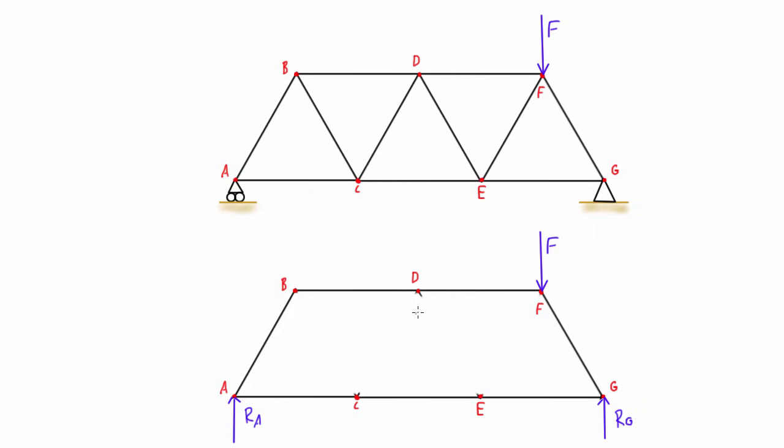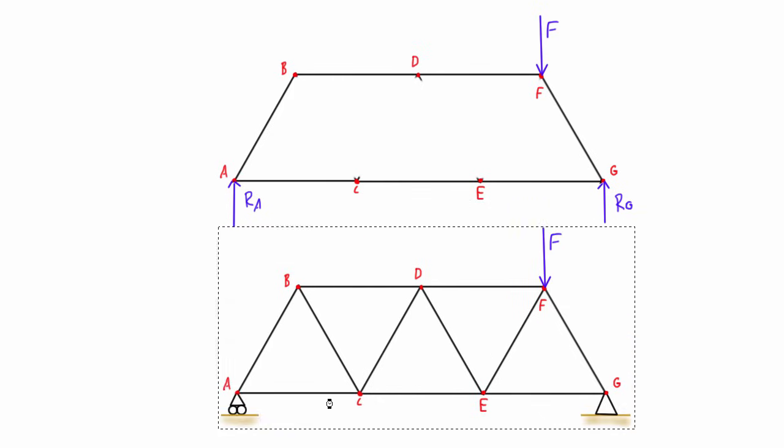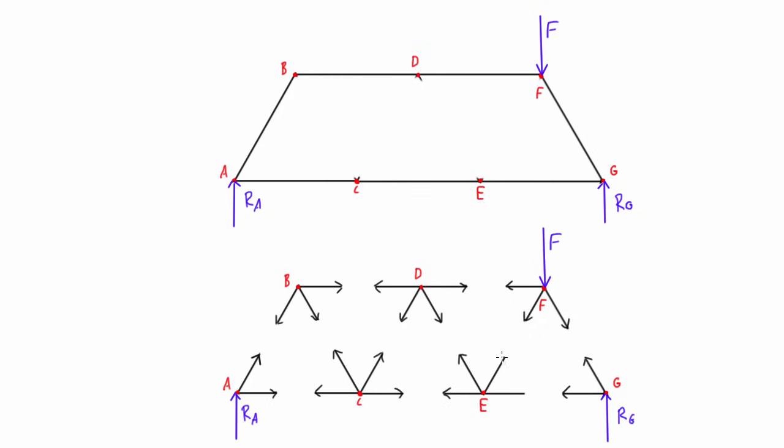If you're at this point in the course, you probably already know that we can just solve for RA and RG if we know F, because we can just do the sum of forces in the y direction and then the sum of moments about any point. It might be easy to do the sum of moments about point A, but if we do those two equations, then we'll solve for RA and RG. Once we have those, then we can actually proceed with using the method of joints, and what we'll do is we'll draw a free body diagram of all of the individual joints.